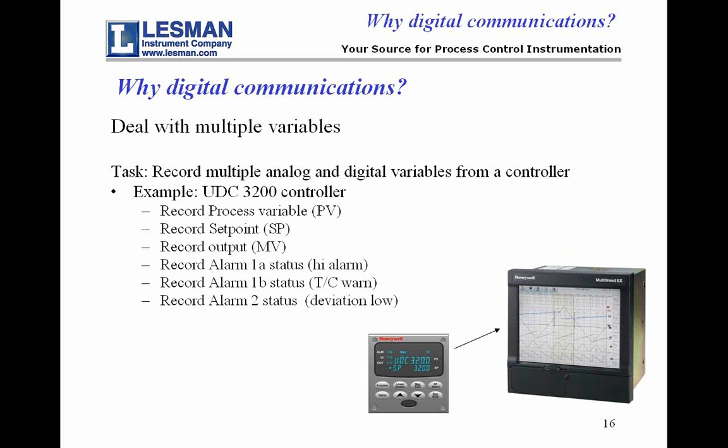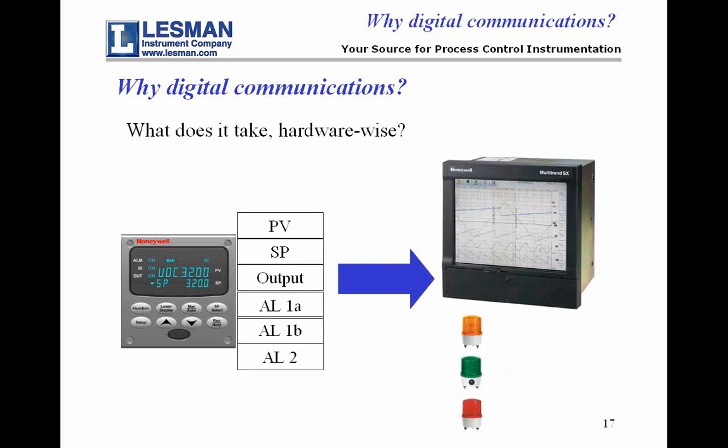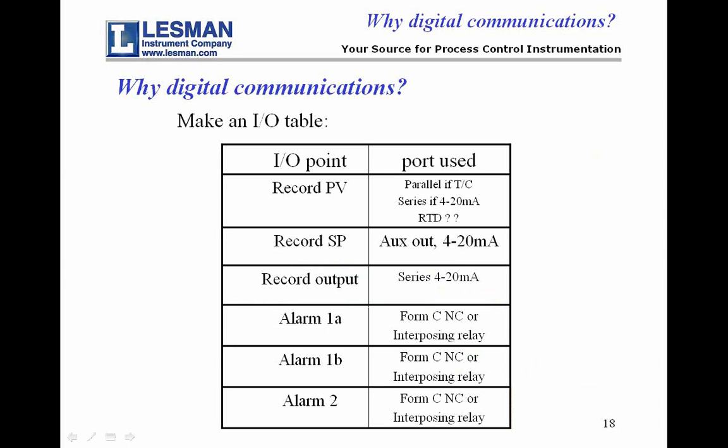A very common circumstance that we run into is dealing with multiple variables. Here we see in the graphic a UDC controller, and the task here is to take information from the controller and record it on the recorder. And we've listed off here what we want to see: the process variable, set point, output, and 3 different alarms. So this is graphically what it's going to look like. I've got to get these 6 pieces of information. I've got to get them into the recorder, and I also got to light up the alarm lights at the same time.